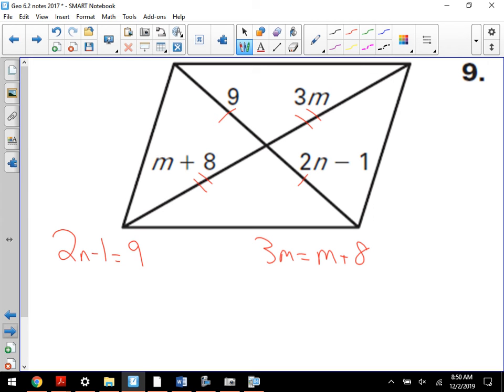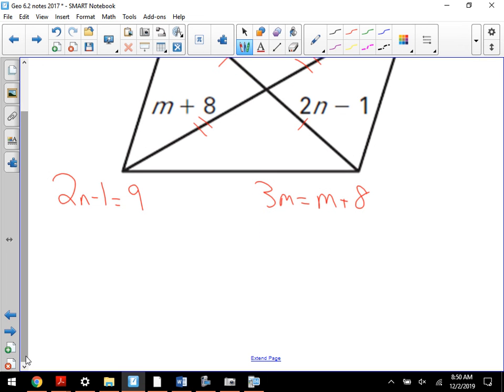Now I know you were complaining about getting more difficult. I added an extra step to your algebra. It wasn't bad, was it? Now we have to solve it? Yep. So, if we do this correctly, what do you do first? You add 1, good. And what do you get for n? 5.